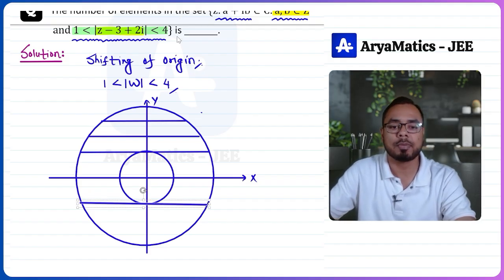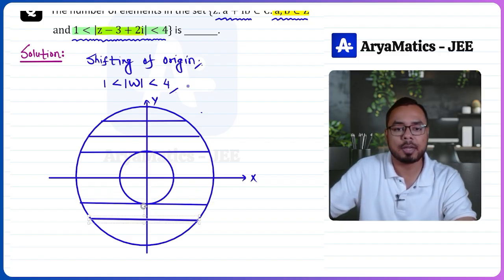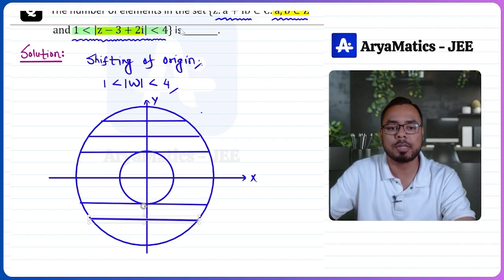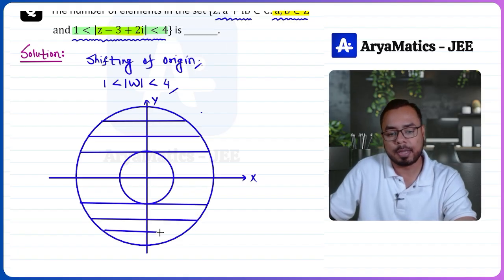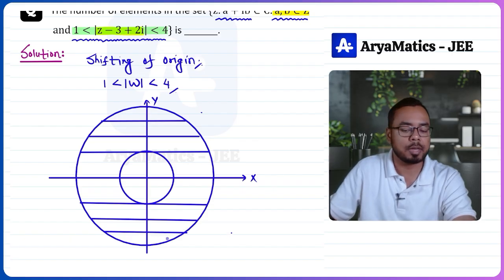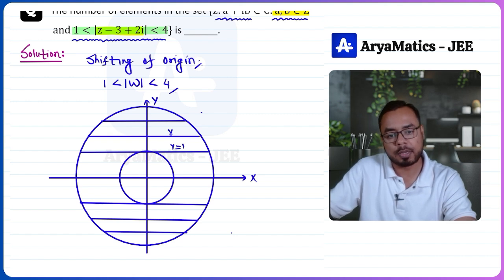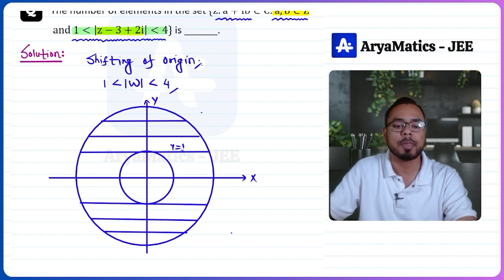So the number of points on y equals 1 and y equals minus 1 will be the same. The number of points with integral coordinates on 2 and minus 2 will be the same. And similarly, the number of points with integral coordinates on the lines y equals 3 and minus 3 will be the same. This line is y equals 1. Here we have y equals 2 and so on.